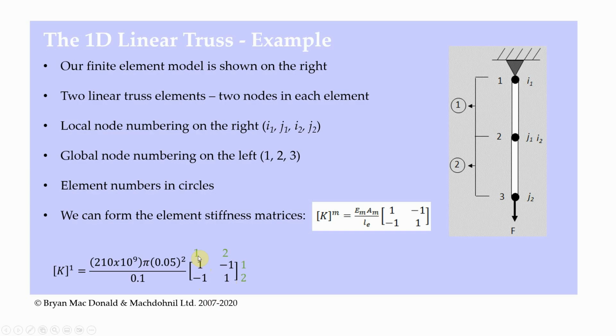And what I've done on the outside here is I've written the global node numbers or global degrees of freedom. So I've got 1, 2 and 1, 2. So element 1 joins nodes 1 and 2, so I've written 1, 2 across here and 1, 2 down here.